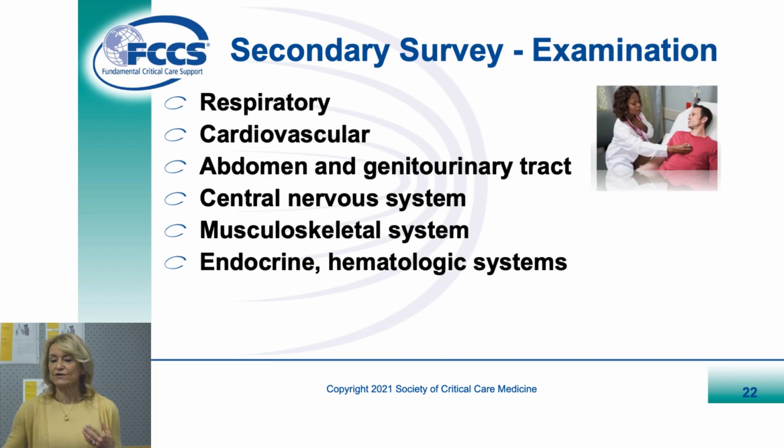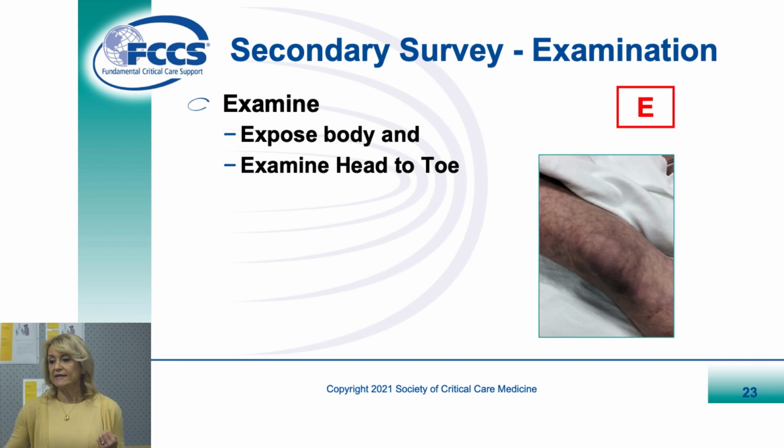In the secondary survey, you're also going to examine in more detail. So he was complaining of chest pain, dyspnea, and abdominal pain. So you're going to do the cardiac, respiratory, and genitourinary system for sure. You're going to do a screening CNS and MSK exam, and endocrine and hematologic systems. And then E is in the secondary survey, and that's examine, expose.